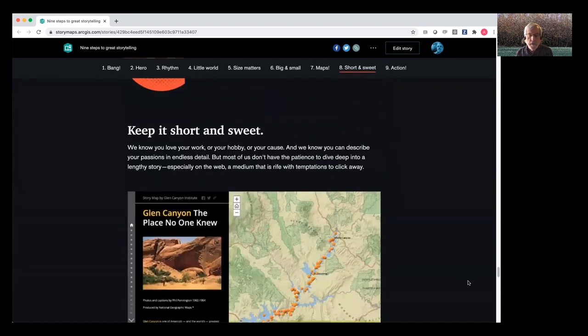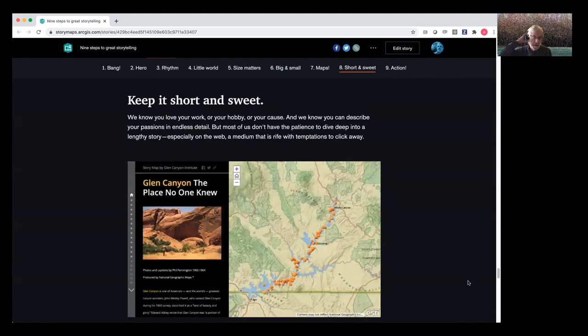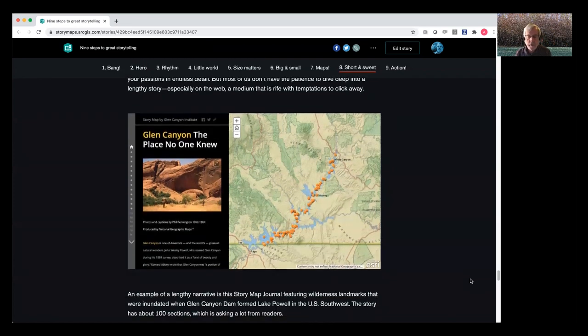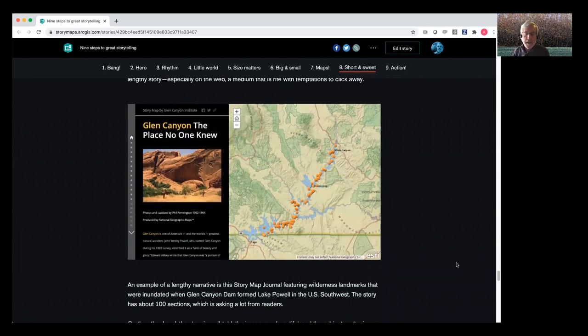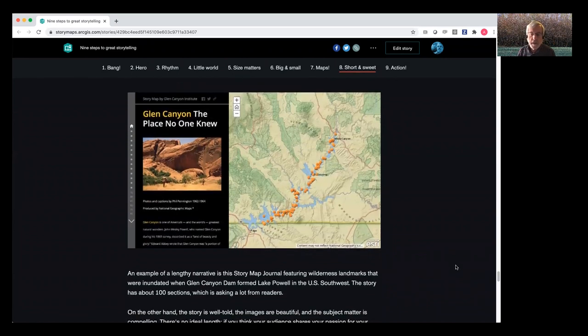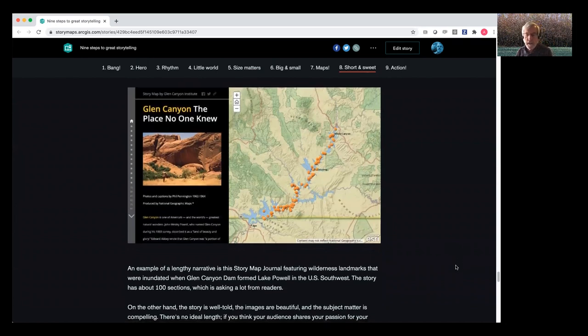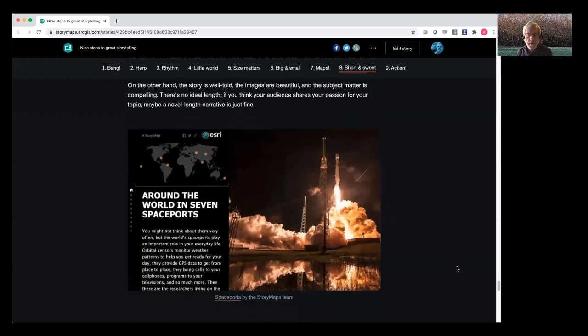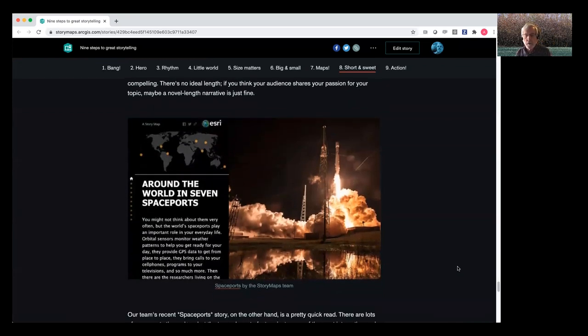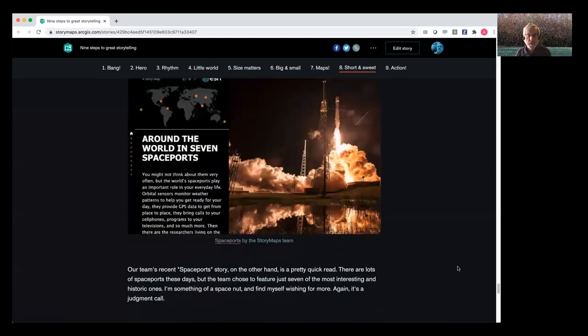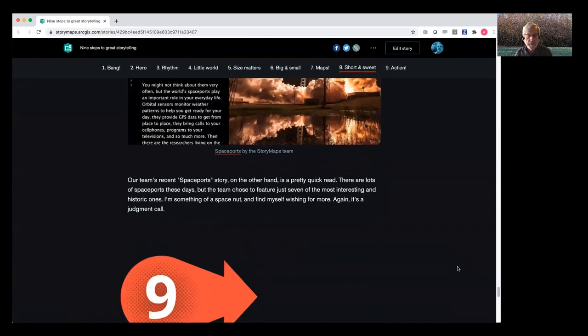Next, keep it short and sweet. So we all love our topics and it can be tempting to go on and on, but the internet can be a kind of attention deficit disorder sort of medium. People aren't used to sitting there for hours and hours reading your story. So it's best to try to shorten your story as much as possible. This was a story that included something like 100 different locations in the former Glen Canyon before it was drowned by the big dam. And you're probably going to lose people if you have that many sections to your story. So a story we did on spaceports, we could have featured a lot more spaceports, but we decided it's better to leave people hungering for more rather than overwhelming them with too much. So we just chose the spaceports that we thought were of the greatest significance.